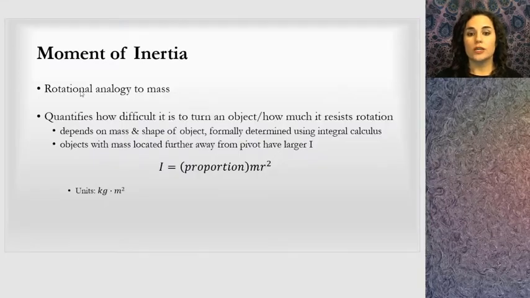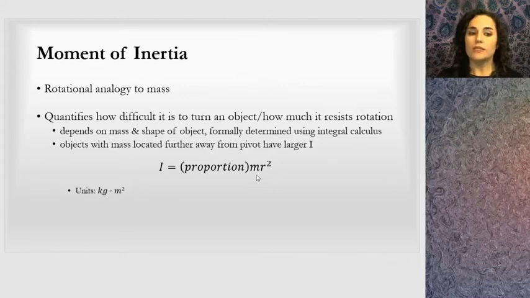Moment of inertia is the rotational analogy of mass, and it quantifies how difficult it is to turn an object, or equivalently how much this object resists rotation. It's the rotational idea of inertia. Rather than mass, which is linear, this is rotational.